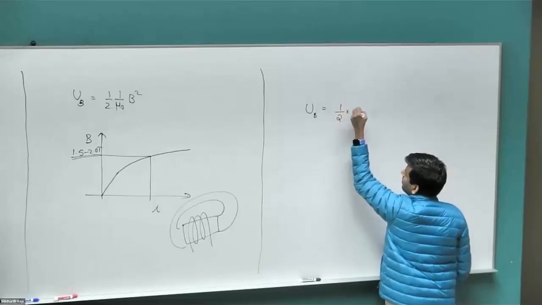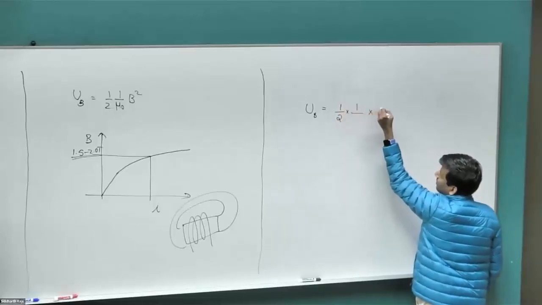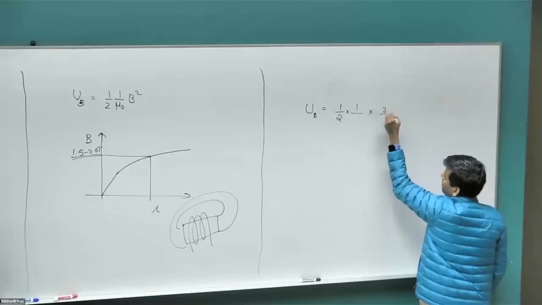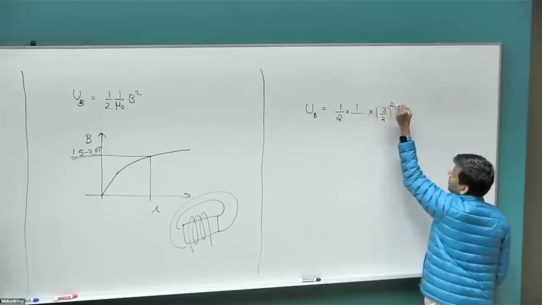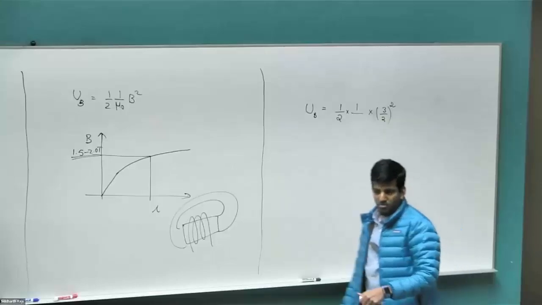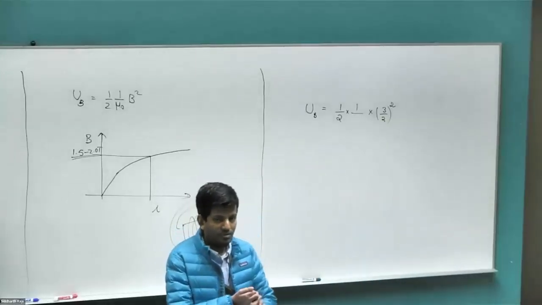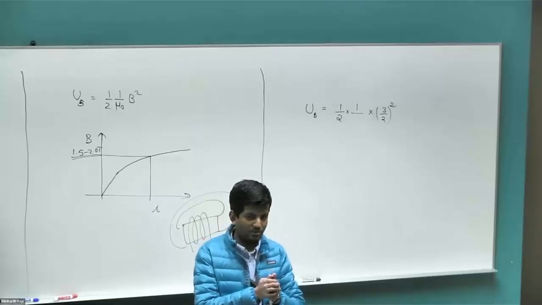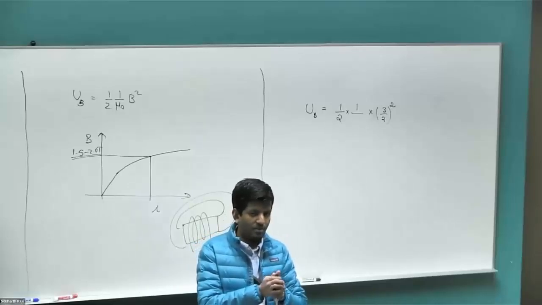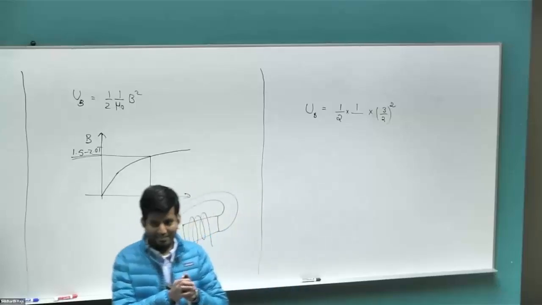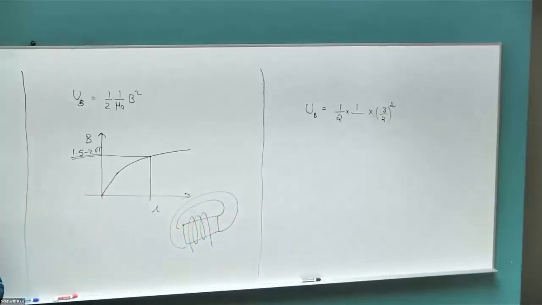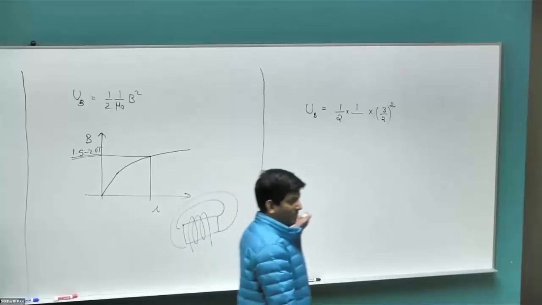So let's substitute the values. So 1.5, that's just 3 by 2, squared. Anybody know the value of mu naught, the permeability of free space? It's a very nice number. Who gave the answer for permittivity? 5.7? Is it 10 to the power plus 7 or minus 7?